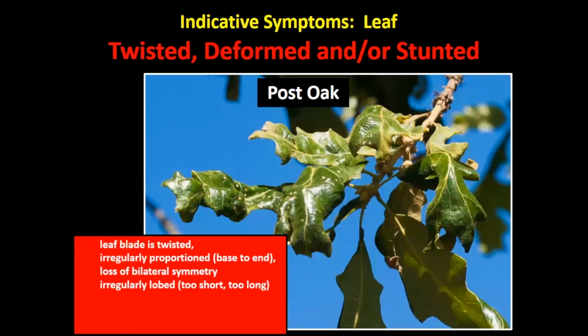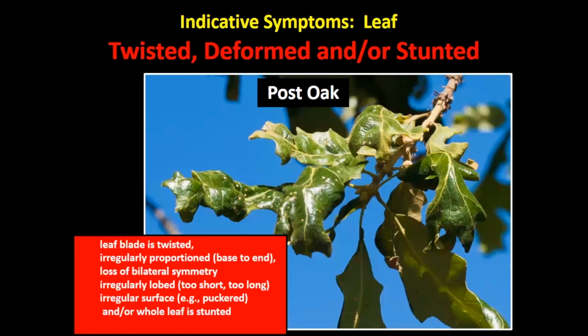And that relates to the next item, which is they can be irregularly lobed, meaning compared to normal, the lobes are too short and wide, or they're maybe too long and narrow. Both of those things occur. There's one other thing, irregular surface, meaning that there's sort of a puckering of the surface. I think you can see that in these leaves, that the blade surface is not smooth, but it's puckered.